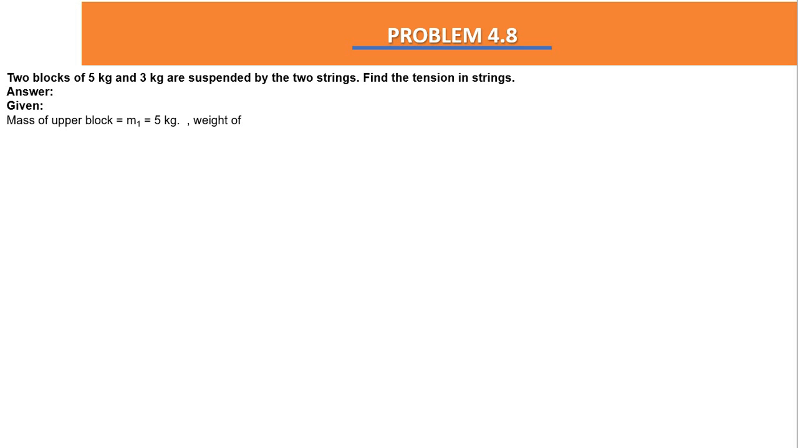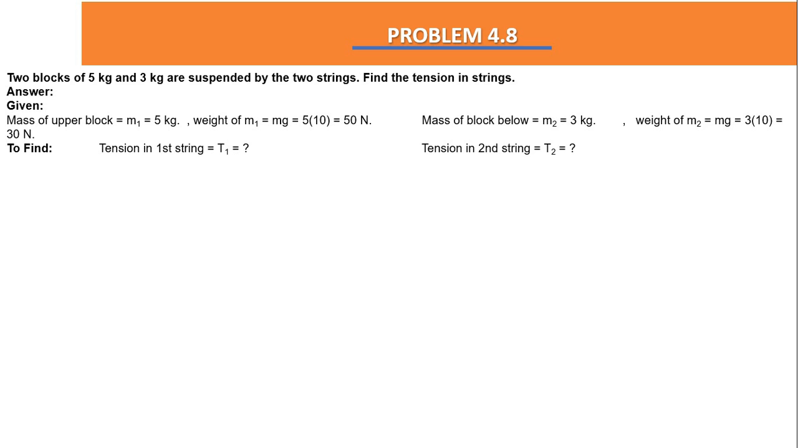Now problem 4.8. Two blocks of 5 kg and 3 kg are suspended by two strings. Find the tension in the strings. Mass of upper block M1 is equal to 5 kg. Weight of M1 is equal to mg, 5 into 10. We will get weight is equal to 50 Newton, and mass of block below जो है वो है 3 kg और weight उसका क्या होगा 30 Newton.